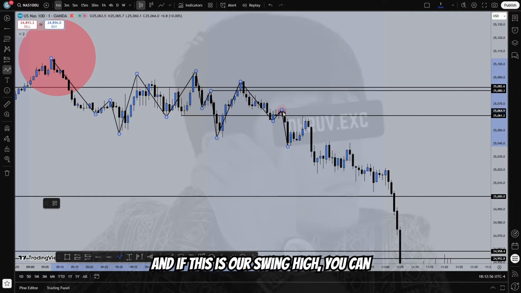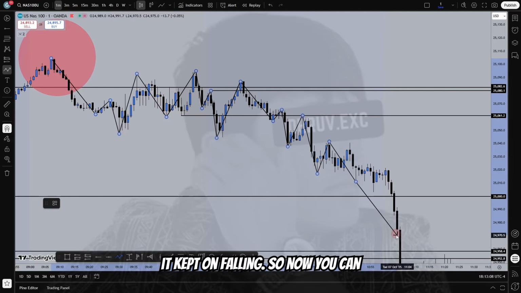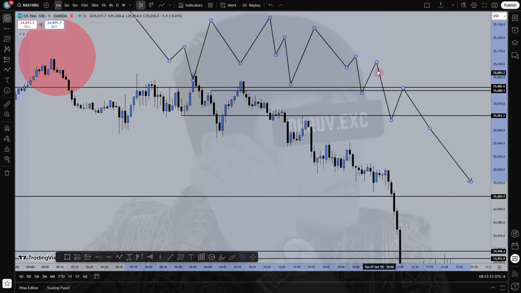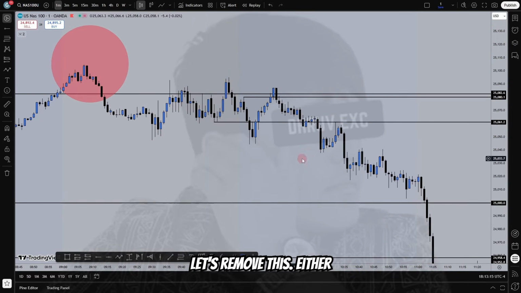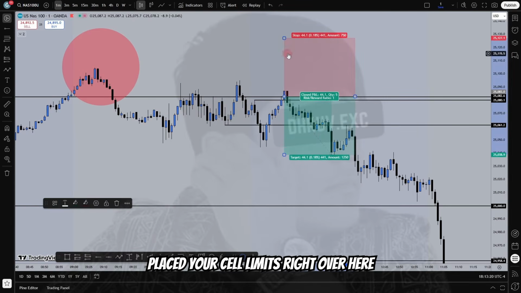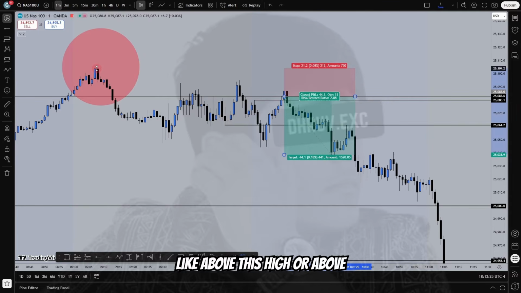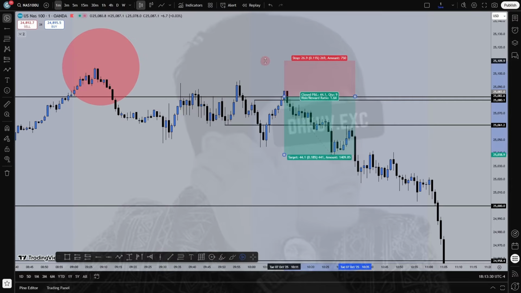And if this is our swing high, you can see that there is this fair value gap over here. Price filled the fair value gap, and then it fell down once again. Then it filled one more time the fair value gap, then it fell down once again, and then it kept on falling. So now you can see over here, let's remove this. Either you could have placed your sell limits right over here, and your stop losses would have been above this high, or above around the psychological number like 1110.